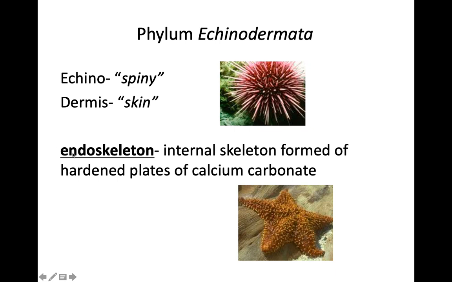Endo just means inner. Okay, so this endoskeleton is made out of hardened plates of calcium carbonate. This is the same stuff that you find in the shells of mollusks or in coral, and it's a very tough, brittle substance. Okay, so this endoskeleton, because the skin is stretched over it, gives the skin this kind of irregular textured appearance, a prickly kind of feel.